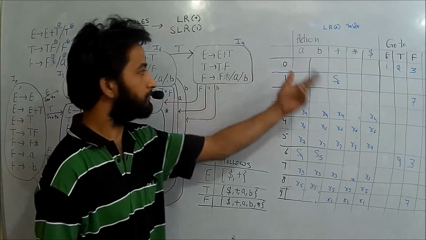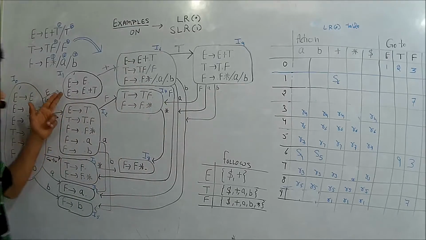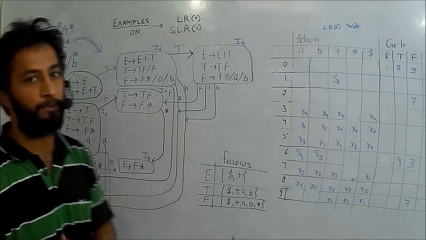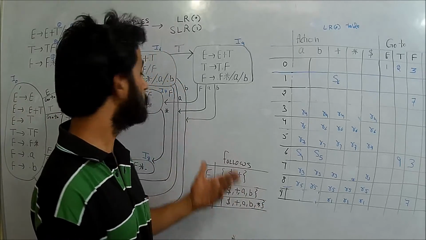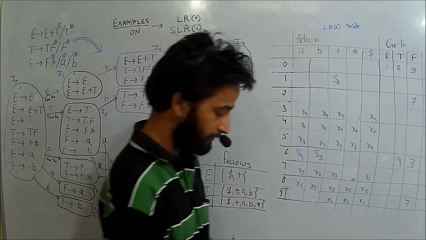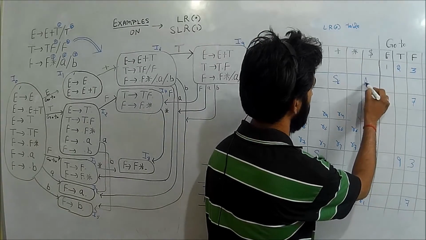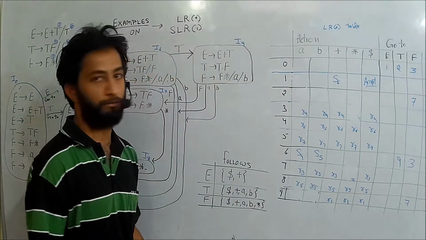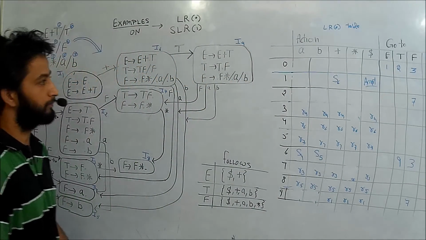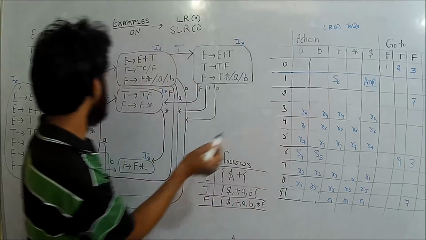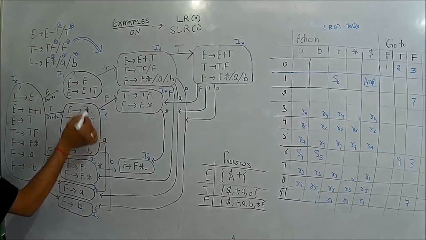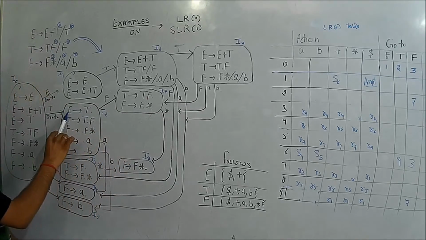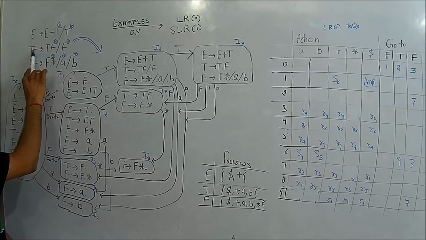So for 0 it is okay. For 1 there is a final production E dash to E, but this is the augmented grammar and we will use this for acceptance. So I will add the acceptance here. This is also the same for LR0 and SLR1. So this is okay for 1. And next we have 2. There is a final item, so I can reduce T to E.